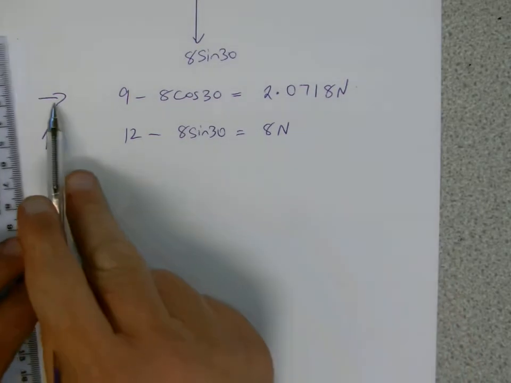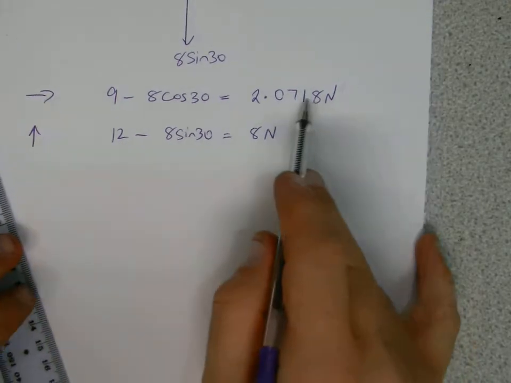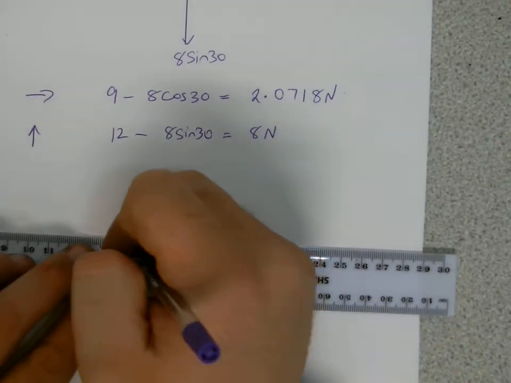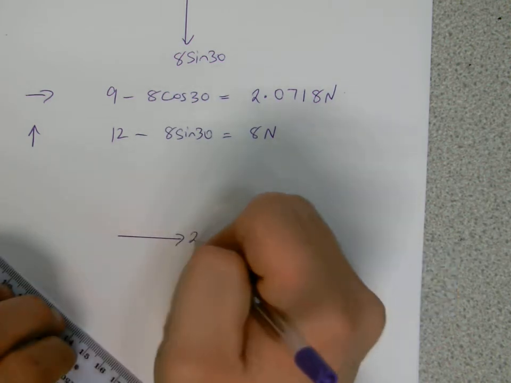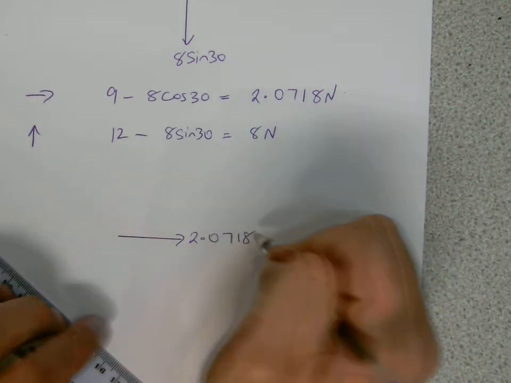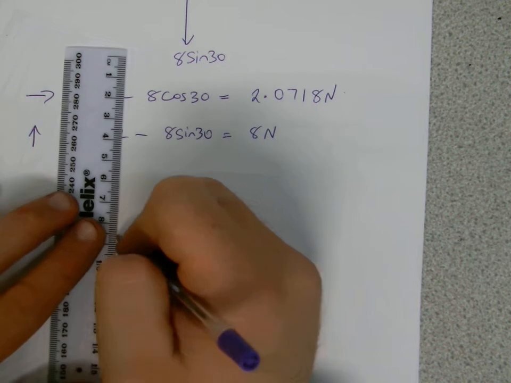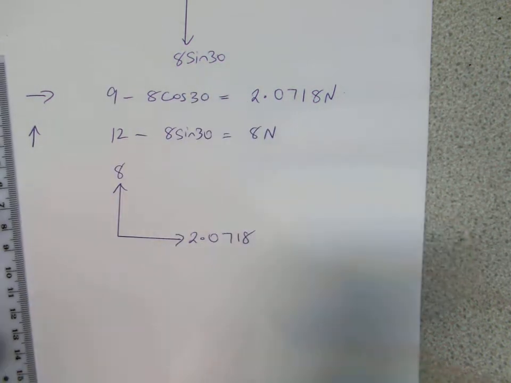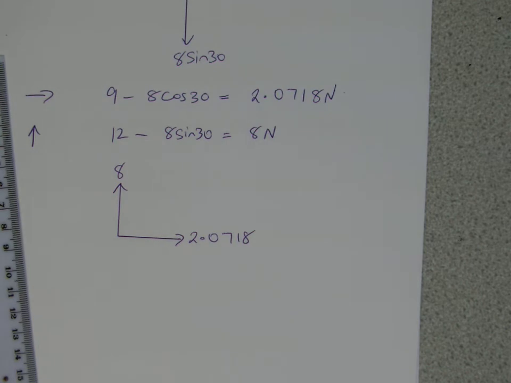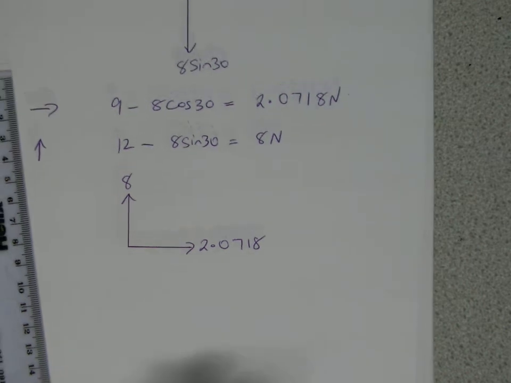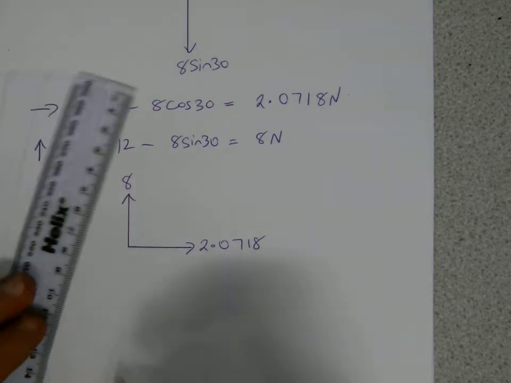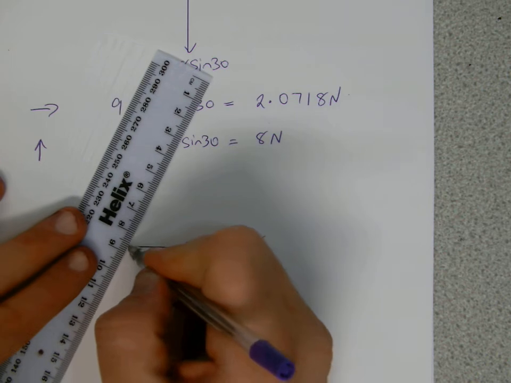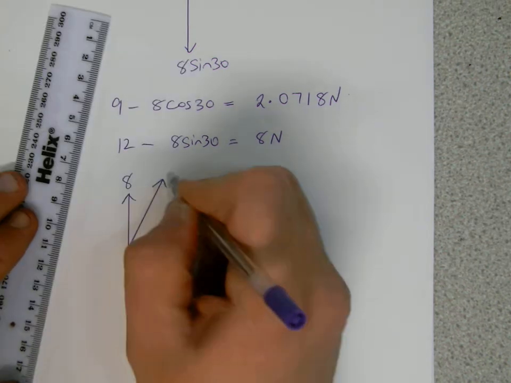Okay, we're moving horizontally that way, 2.0718, and we're going to do vertical this way, 8. Right, so that is the overall effect of these forces. So the overall effect is 2.0718 in the X direction, 8 in the Y direction. To get the resultant, as I said, the resultant is pretty much going to go at that angle, yeah? If we think about it, okay?